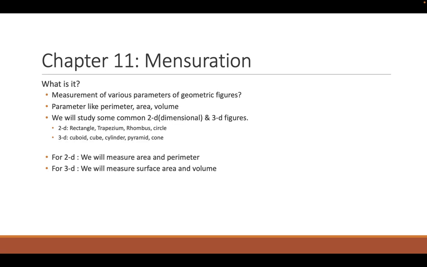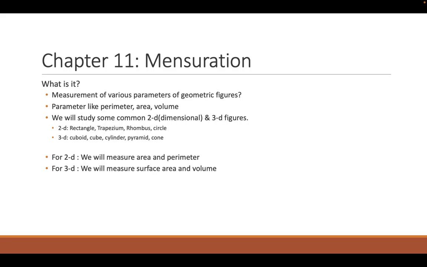So let's start. What is it? Mensuration is nothing but measurement of various parameters of geometric figures, two-dimensional and three-dimensional, like perimeter, area, and volume. Perimeter is used for two-dimensional, volume is used for three-dimensional, and area is used for both two-dimensional and three-dimensional. So we will study some of the common 2D and 3D shapes.